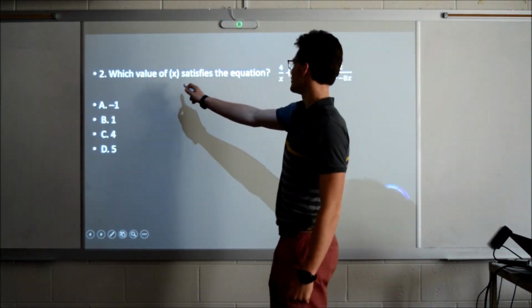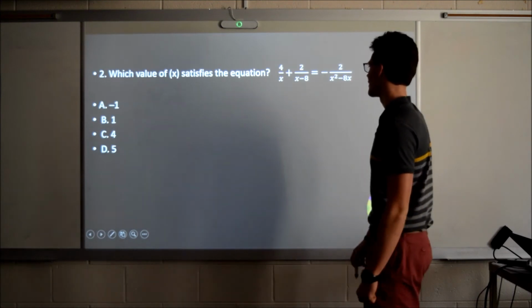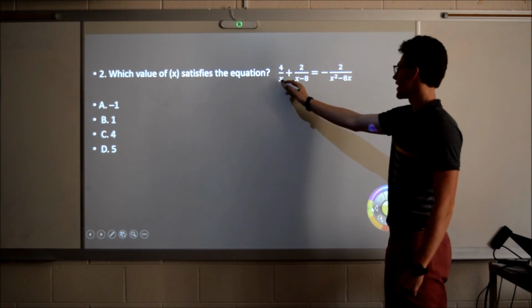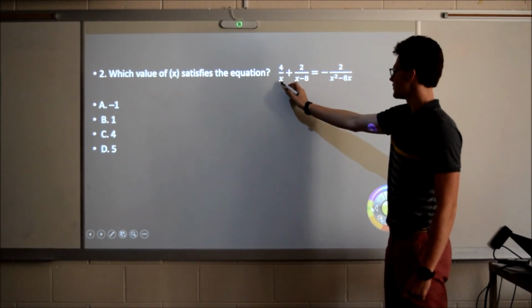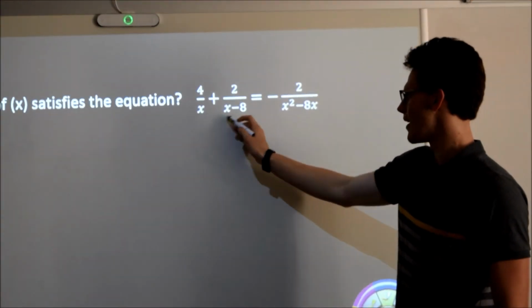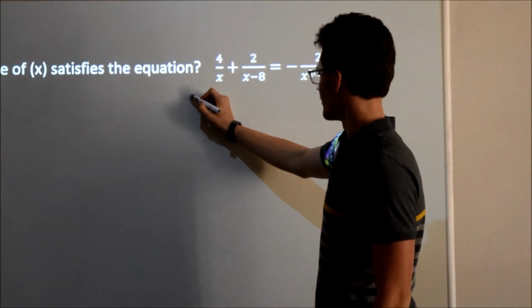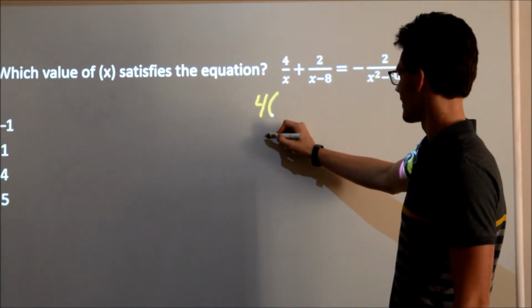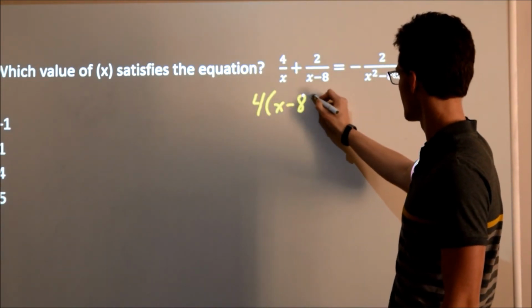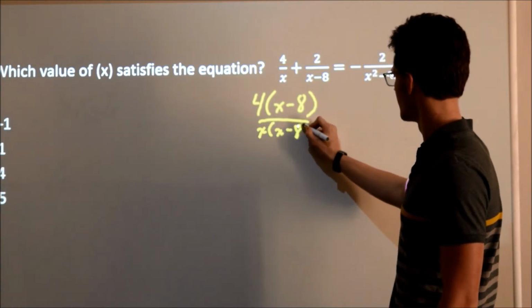Alright, so we need to find which values satisfy the equation. That means we're going to be solving for x. Since we're adding two fractions, we want to give them common denominators, which means we need to multiply the first denominator by x minus 8 and the second denominator by x. That way they'll have the same denominators. Since you're multiplying the bottom by something, you have to multiply the top by the same thing. So 4 times x minus 8 all over x times x minus 8.